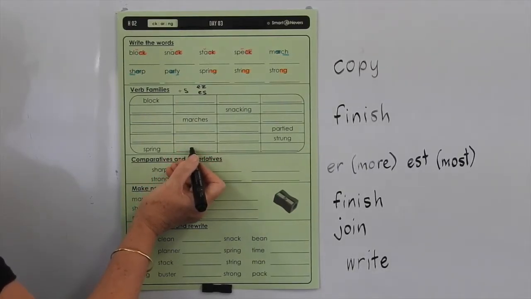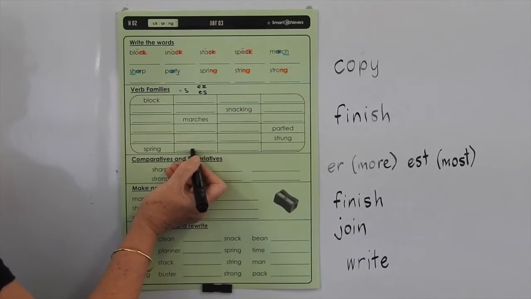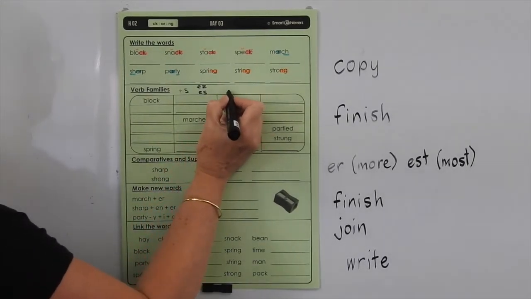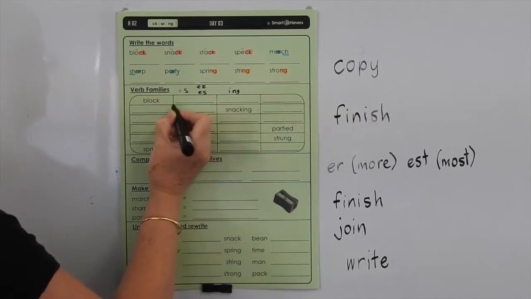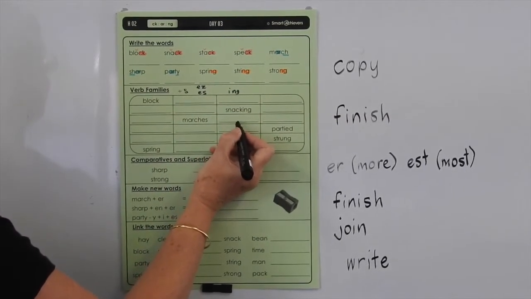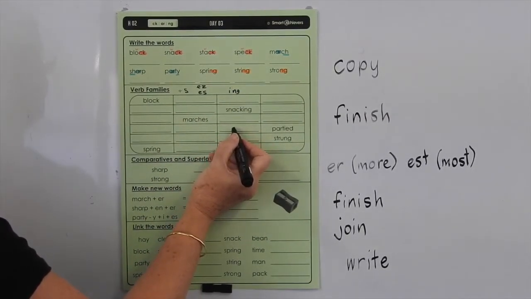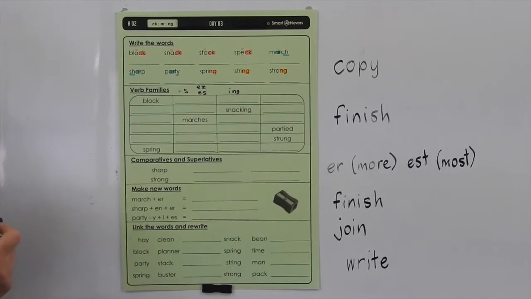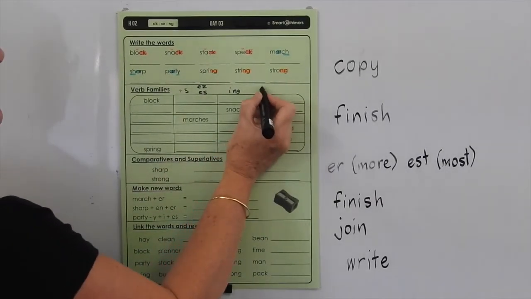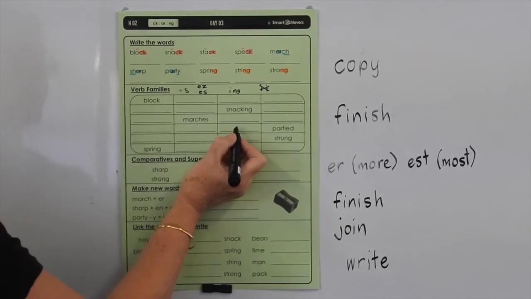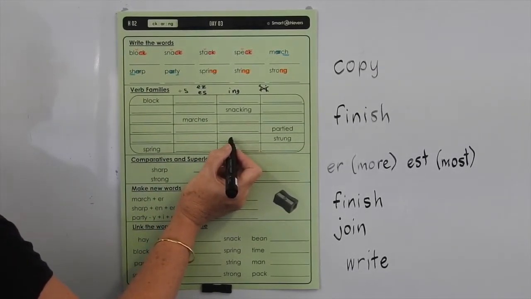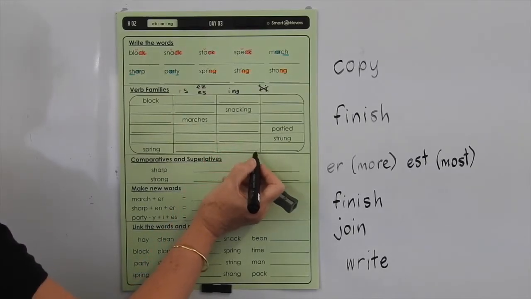Strings and springs. So over here we're adding the ing. So we'd have blocking, snacking, we've done marching, partying. So you have to leave the Y in here, because if we crossed it out and made it an I, we'd have double I, and English words never ever have double I in them, so you wouldn't change the Y to an I for party. Stringing, and we've got springing.